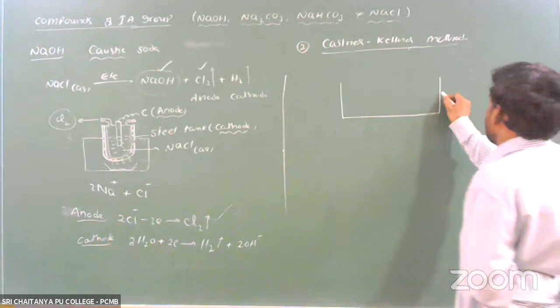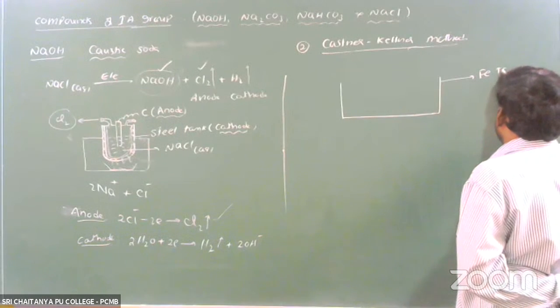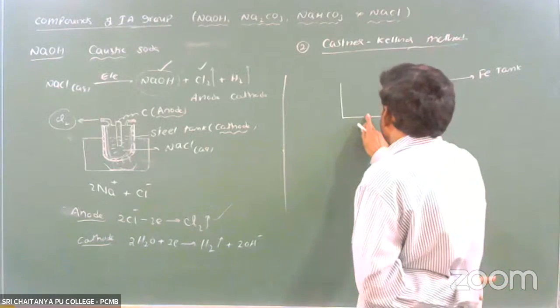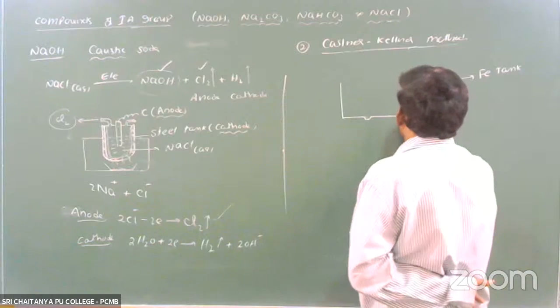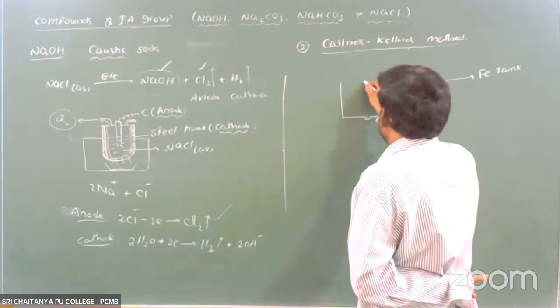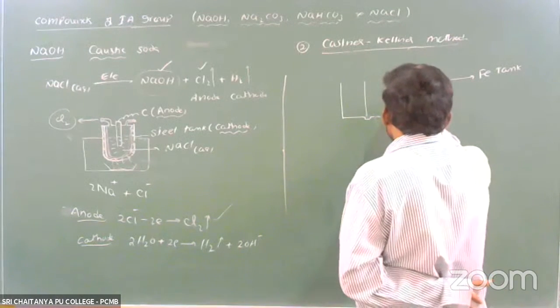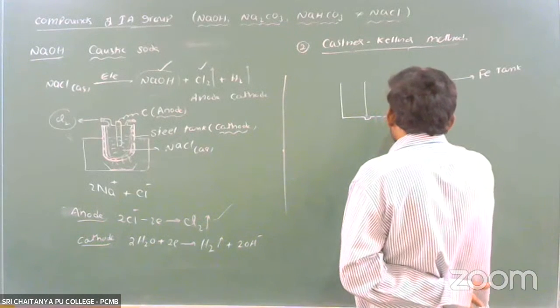Iron tank, it is the iron tank. This iron tank is used as an electrolytic cell. It is divided into 3 compartments by using 2 metal plates. By arranging 2 metal plates, it is divided into how many compartments?